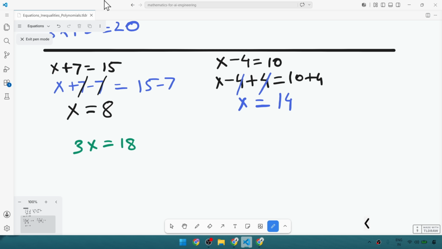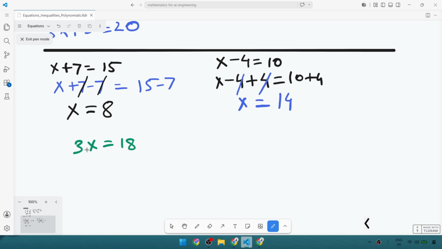And you can remember it like this, right? Whatever the operation this particular expression is having, you need to do the opposite. So previously we were having x plus 7, so that's why we subtracted 7. Here we were having x minus 4, so that's why we added 4. And a similar thing we are going to do here.